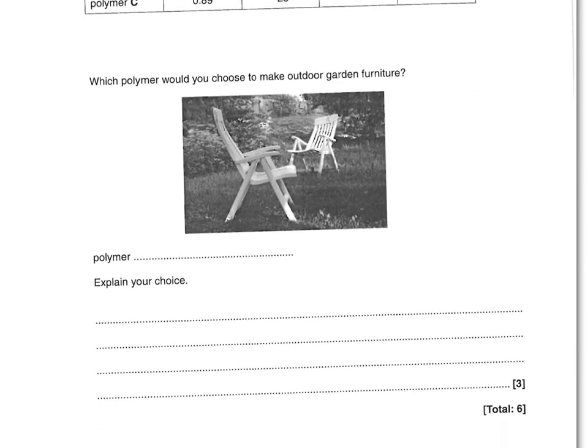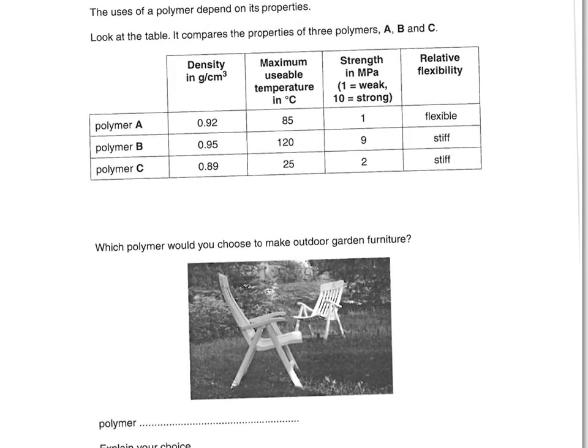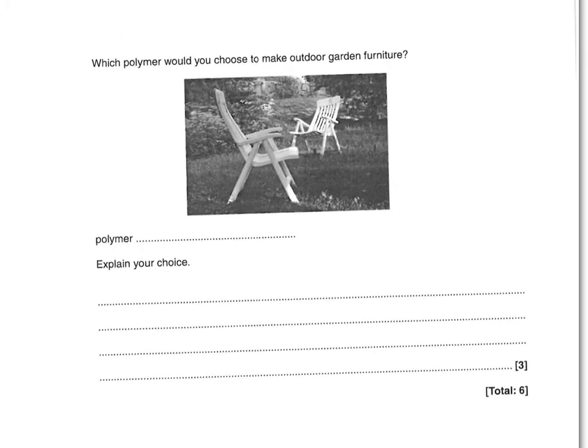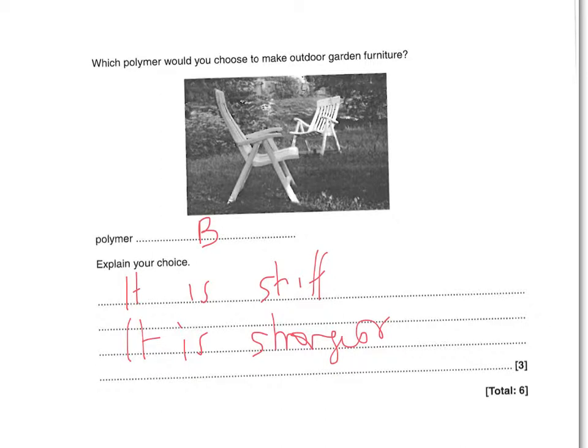And it says the polymer and then explain your choice. So you get 1 mark for choosing the right one. So you don't want it to be flexible, because if you sat in it and it was flexible, then it would fall over. So you want it to be stiff, you want it to be strong, and that's essentially the 2 things you need it to be, stiff and strong. So polymer B is the one you should have chosen, and your reasons is it is stiff and it is stronger or strongest than the others. So those are your 3 marks. 1 for B, 1 for that, and 1 for that.